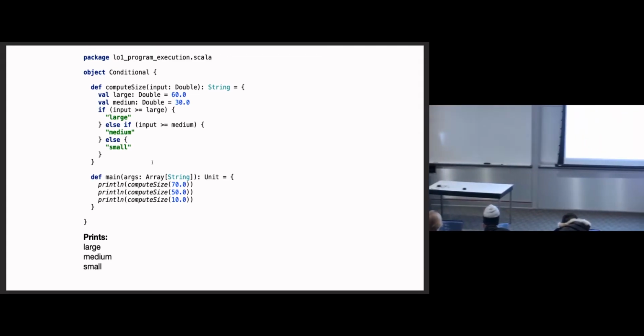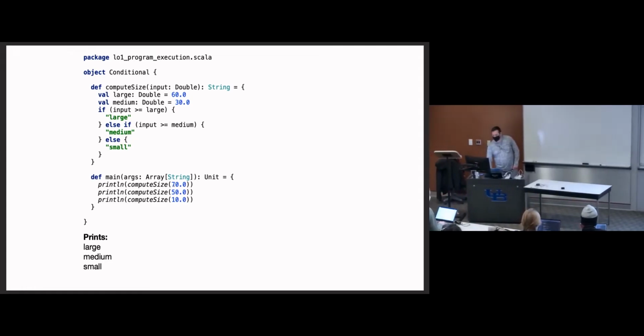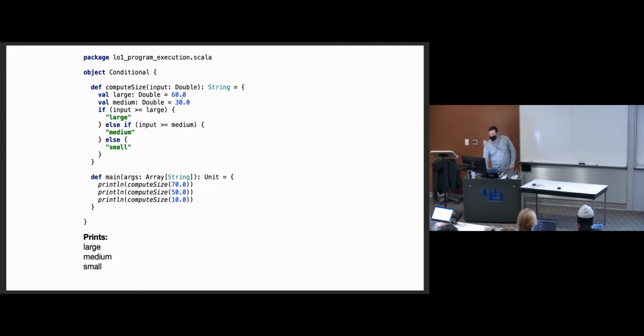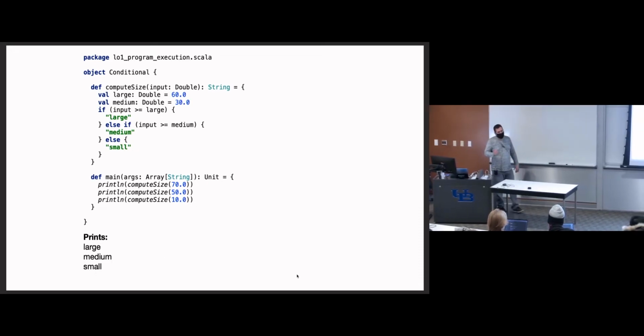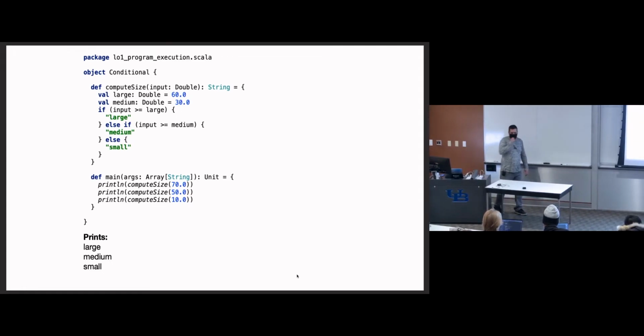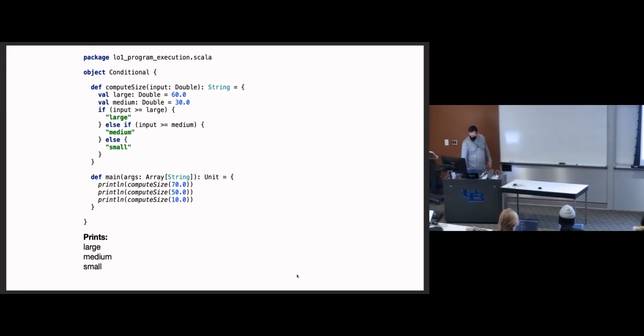So we're calling a method compute size 3 times with 3 different inputs. We have 2 cutoff boundaries for whether the input number was large, small, or medium. When we call it with 70, we should return large and print it to the screen. 50 should be medium, and 10 should be small. So that's what we want to do. This program will print out large, medium, small. So let's see exactly how Scala is doing that and some of the traps that you might fall into doing something like this.